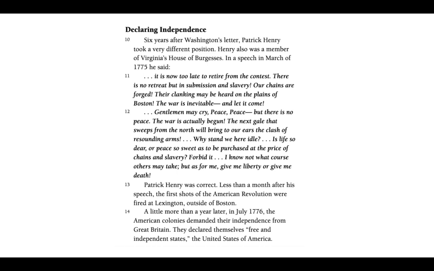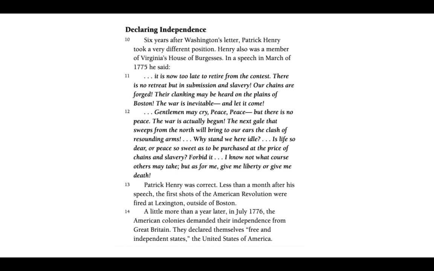Gentlemen may cry, 'Peace, peace,' but there is no peace. The war has actually begun. The next gale that sweeps from the north will bring to our ears the clash of resounding arms. Why stand we here idle? Is life so dear, or peace so sweet, as to be purchased at the price of chains and slavery? Forbid it. I know not what course others may take, but as for me, give me liberty or give me death." Patrick Henry was correct.